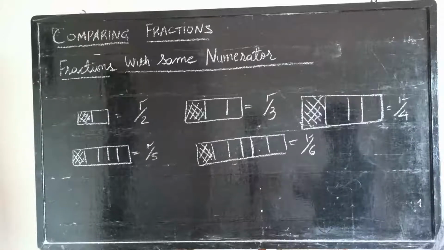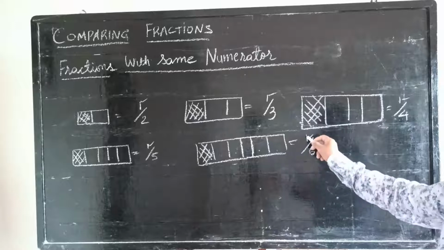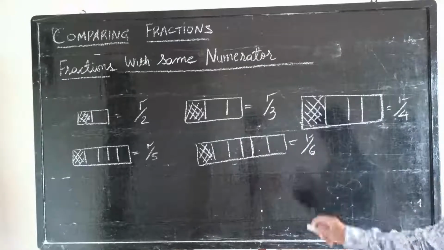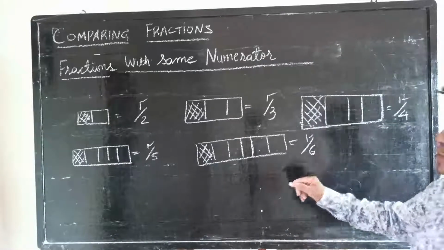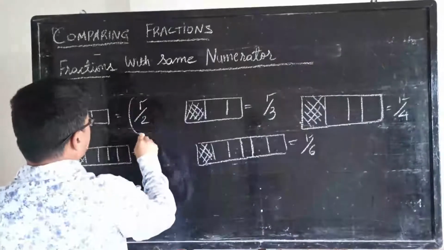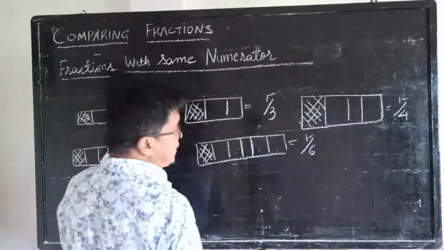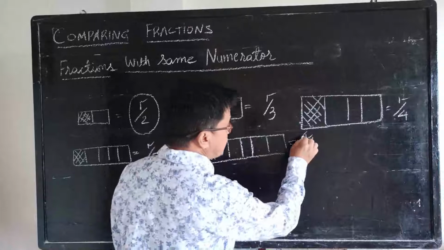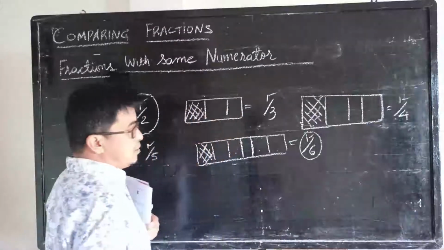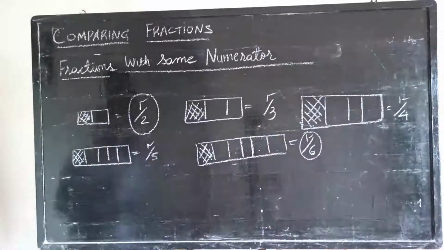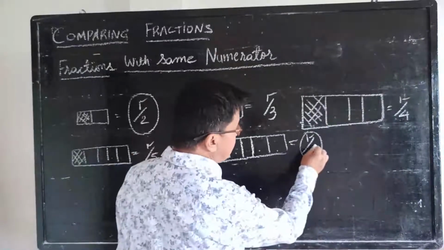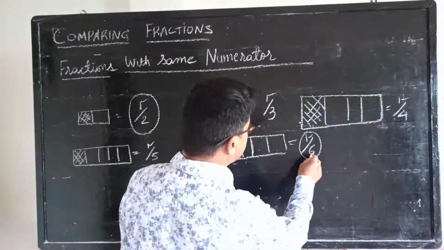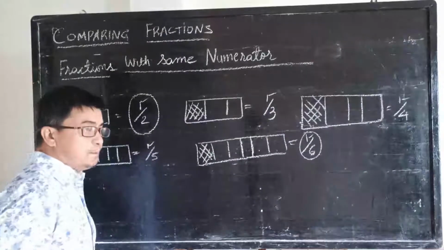Now which is the fraction with the biggest denominator? 1 upon 6. So 1 upon 6 is the smallest fraction, and the fraction with the smallest denominator is the biggest fraction. The fraction with the smallest denominator is 1 upon 2. This is the biggest, and the fraction with the biggest denominator, 1 upon 6, is the smallest. When the numerators are same, the fraction with the biggest denominator is the smallest, and the fraction with the smallest denominator is the biggest.